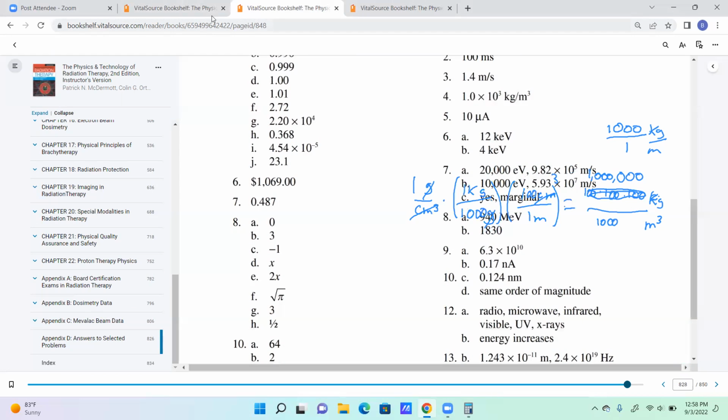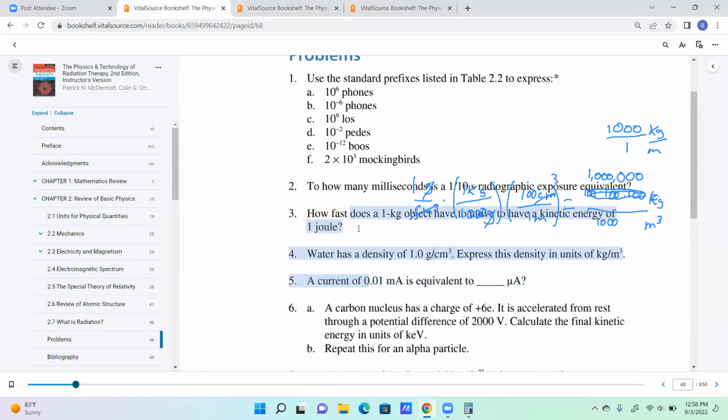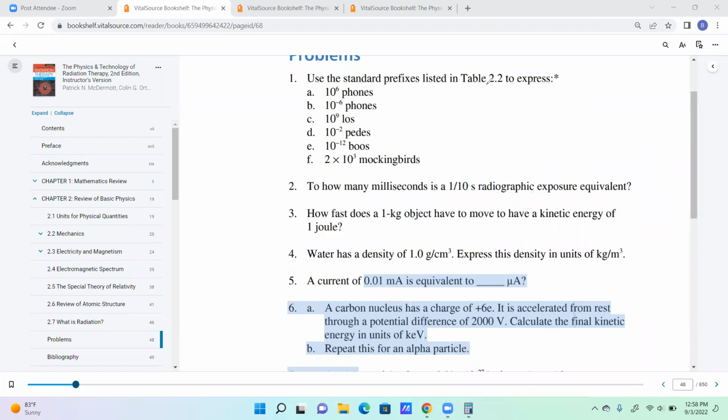Now let's go back here. Okay, let's go back down here. Clear all of that out. Good.